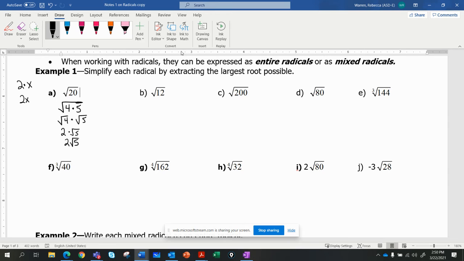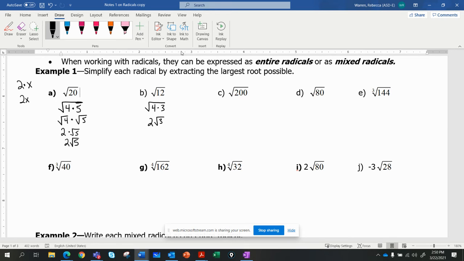Okay, so we're going to do the same thing to 12. So 12 would be 4 times what? 3. Square root of 4 is 2. Radical 3 can't be simplified anymore, so we write it as radical 3. Yes, I didn't show all of the steps that time. I feel like the first one is sufficient. So square root of 4 is 2, and radical 3 can't be simplified anymore, so that's 2 radical 3.